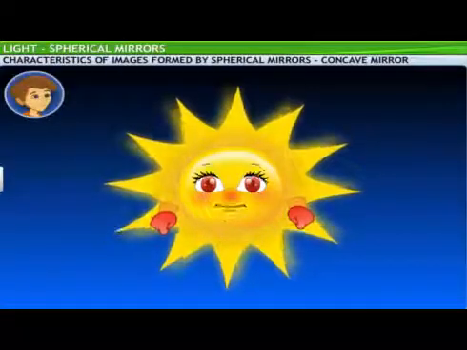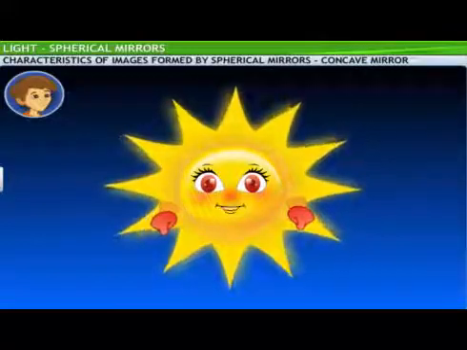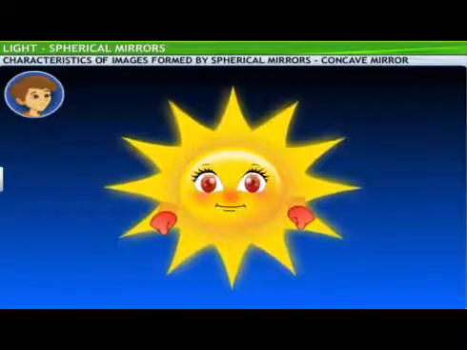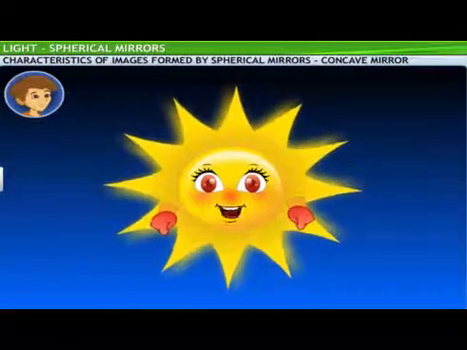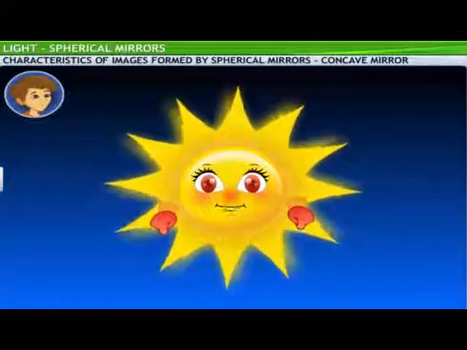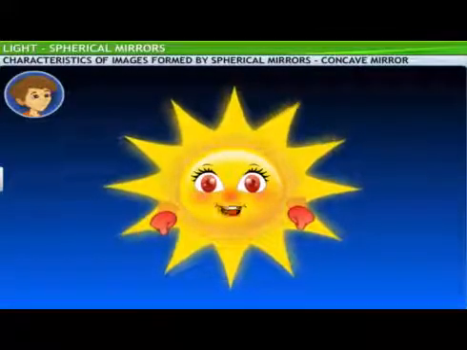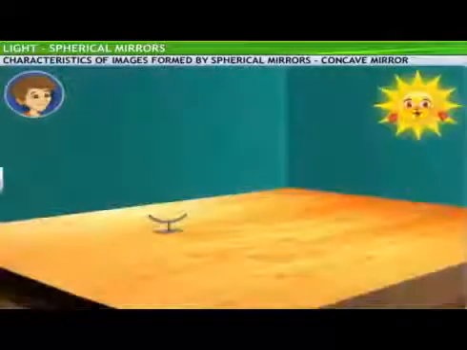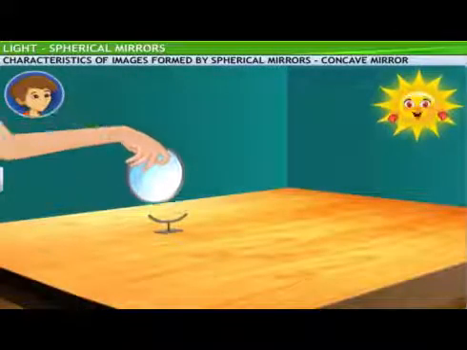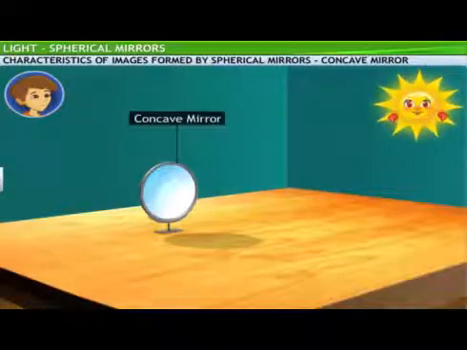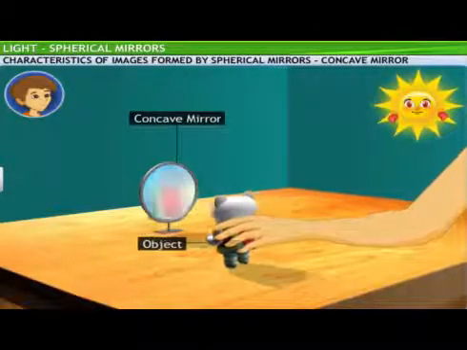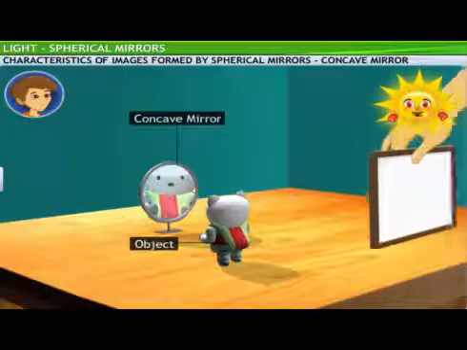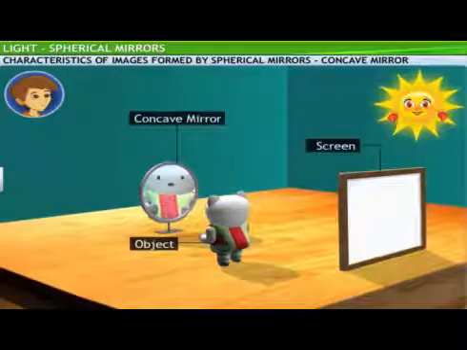Hello there. So, you have been learning a lot about spherical mirrors. Come, let me take you through an activity that will highlight the characteristics of images formed by spherical mirrors. David will help me with this activity. As you can see, David has placed a concave mirror on a stand on the table. David, now place the toy in front of the mirror. Keep it close to the mirror. Next, place a screen in front of the mirror behind the toy.